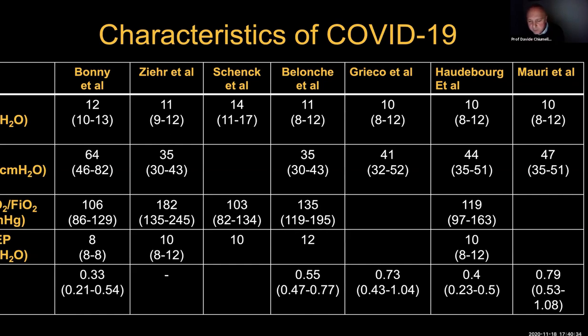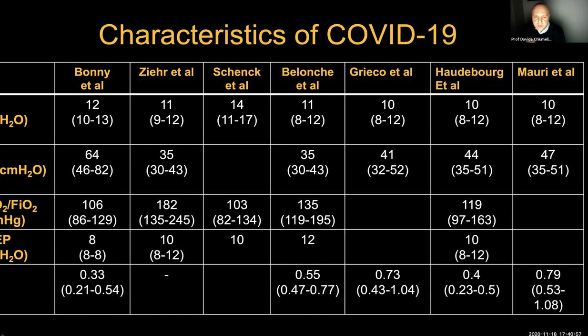Now, if you look at the bottom row here, this is the index of recruitability. This is the recruitability to inflation ratio. The greater the ratio, the greater the recruitability. But what you can see, there's a huge variation from completely unrecruitable to very highly recruitable.